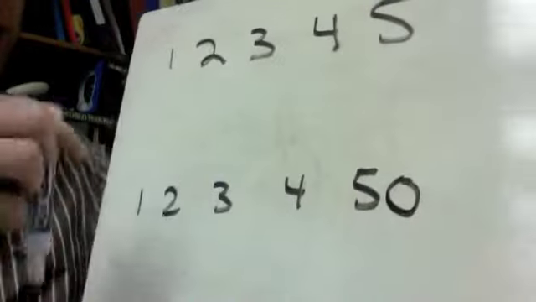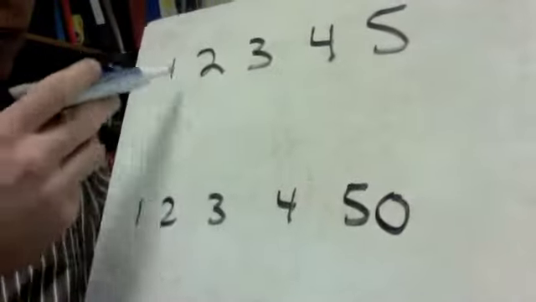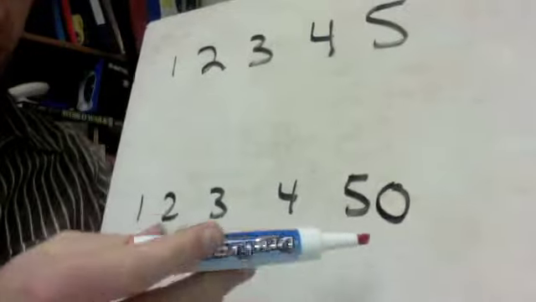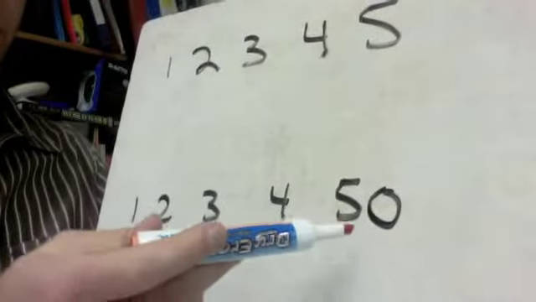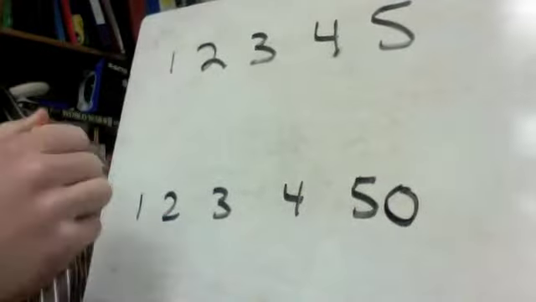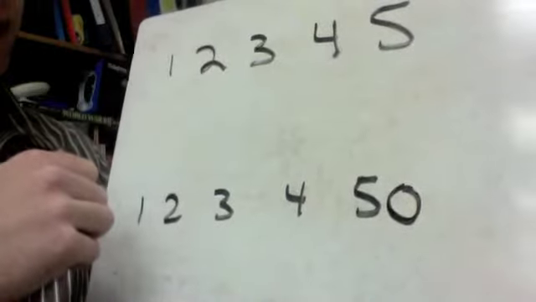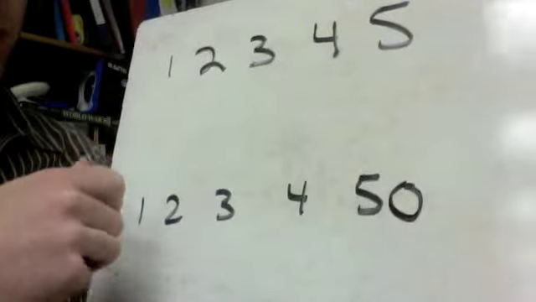For both of these things, if you look at it, we have 1, 2, 3, 4, 5, and 1, 2, 3, 4, 50. So our outlier is this. This is going to have a big effect on something. What it is, we'll find out here. But it's always going to be the same no matter what you have.